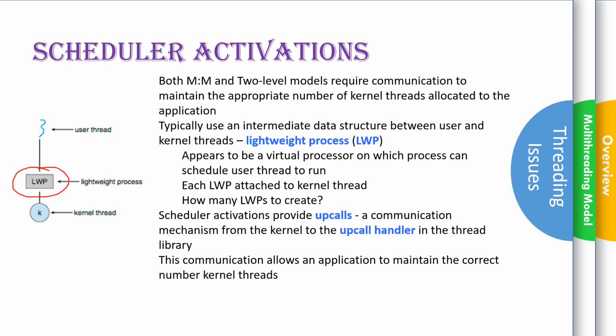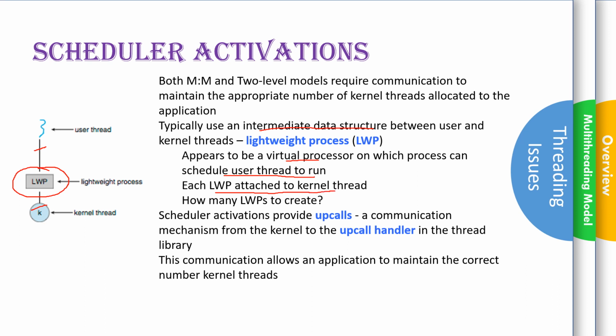lightweight process, which is called a virtual CPU, that is managing the binding between the kernel level thread and the user level thread. This helps in making communication between the kernel level threads and the user level threads. So it is an intermediate data structure between the kernel threads and the user threads. It appears to be a virtual processor that is used to schedule user threads to run with the help of the kernel threads. So each lightweight process attached to a kernel thread helps to run a user thread.